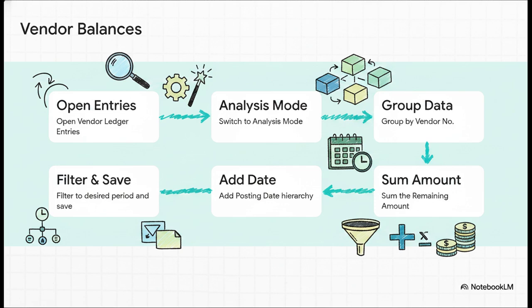Okay, now for the actual magic. You add the posting date and utilize the date hierarchy feature. This is huge because it lets you effortlessly roll the data up by year, by quarter, or by month. Just filter it down to your desired period, save the view, and you are totally done. It really is that fast.